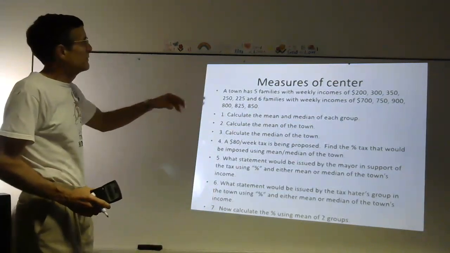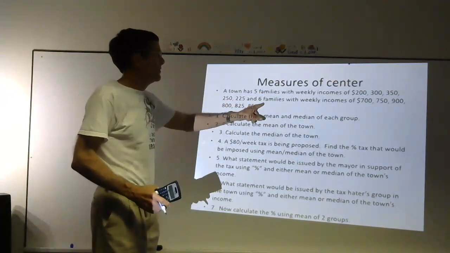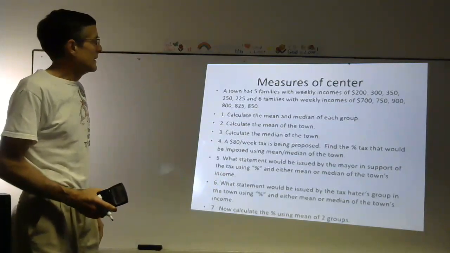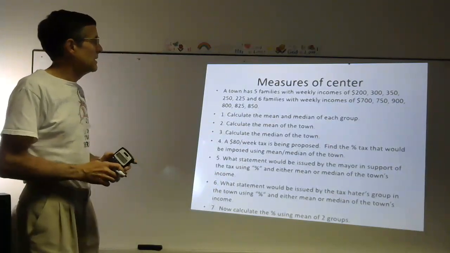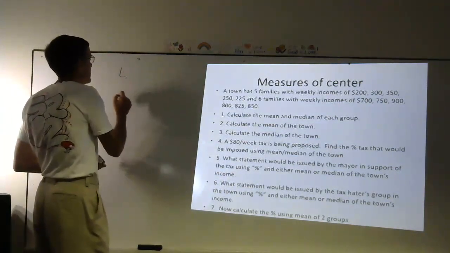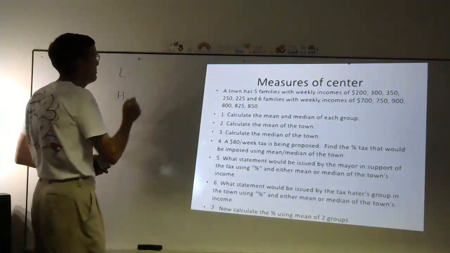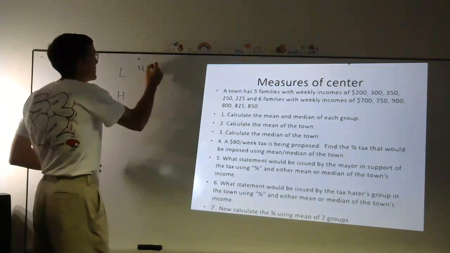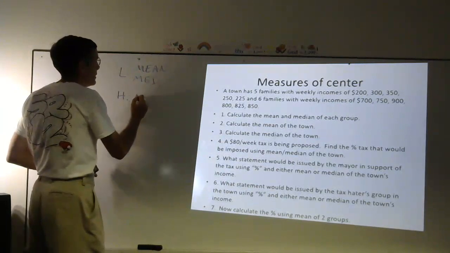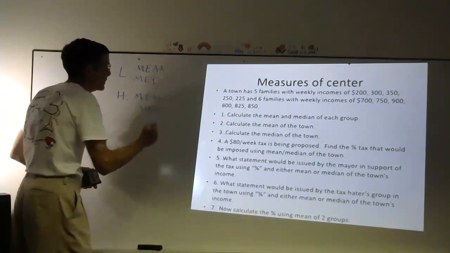We have a town of 5 families with weekly incomes, there they are, and 6 families with weekly incomes of those. Let's calculate the mean and median of each group. We have a lower income group, so I'm going to use L for lower and H for higher. We want to do the mean and the median for each.